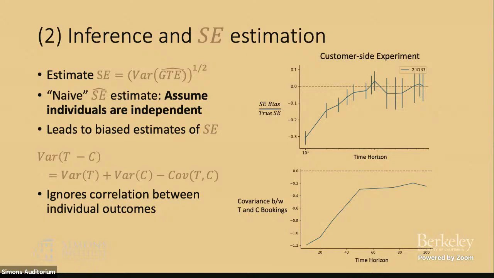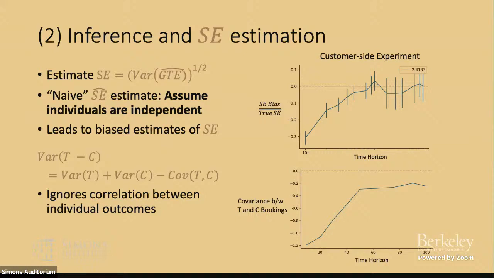So again, here we can see the behavior of the covariance, and it follows a very similar pattern as the standard error bias, where there's a much higher scaled covariance when you have a shorter experiment and much less correlation when you have a longer time horizon. What's happening here is that there's a competition between the treatment and control customers. When treatment customers book more listings, there's less available for the control. And so you have this negative correlation that will then lead you to underestimate your variance.